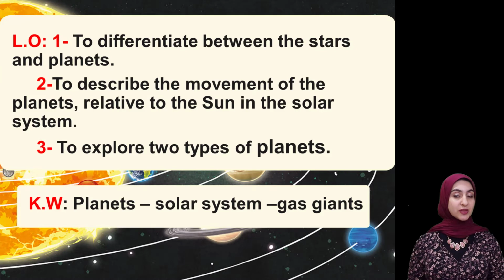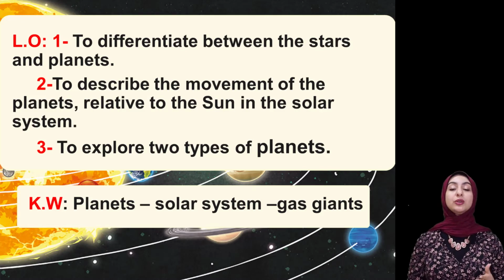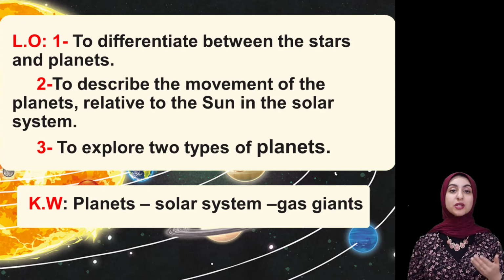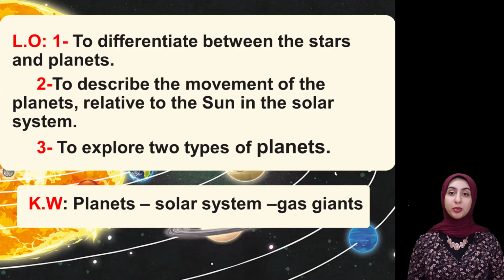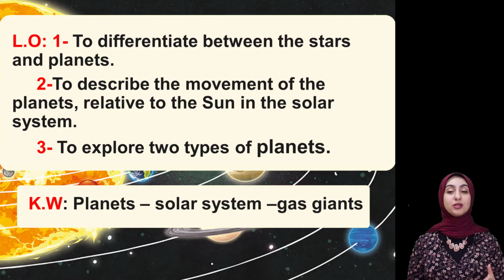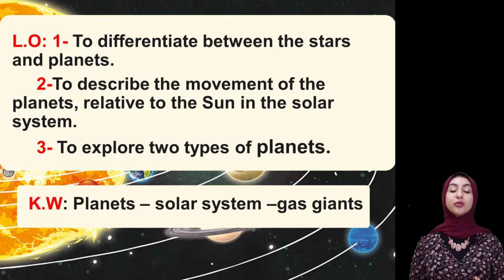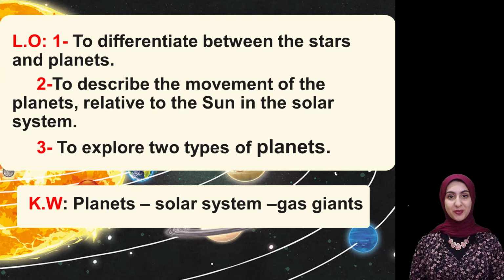Today we're going to talk about the third topic in Unit 11, which is the moving planets. Our lesson objectives today are: number 1, to differentiate between the stars and planets. Number 2, to describe the movement of the planets relative to the Sun in the solar system. Number 3, to explore two types of planets. And the keywords are planets, solar system, and gas giants.